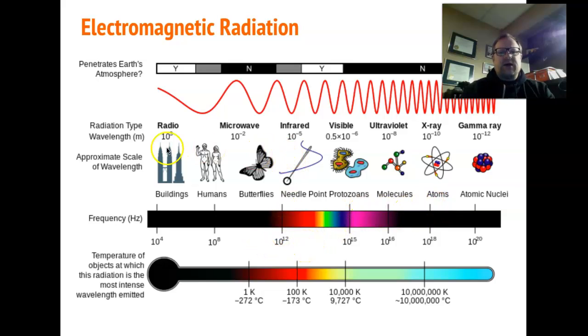This gives you an idea of the size of these wavelengths. So we're talking about radio waves being the size of buildings. Infrared wavelengths are the size of the point of a needle. Our visible spectrum wavelengths are the size of little tiny protozoans that are microscopic. And then gamma rays are the size of the nucleus inside of atoms. So very, very, very tiny.